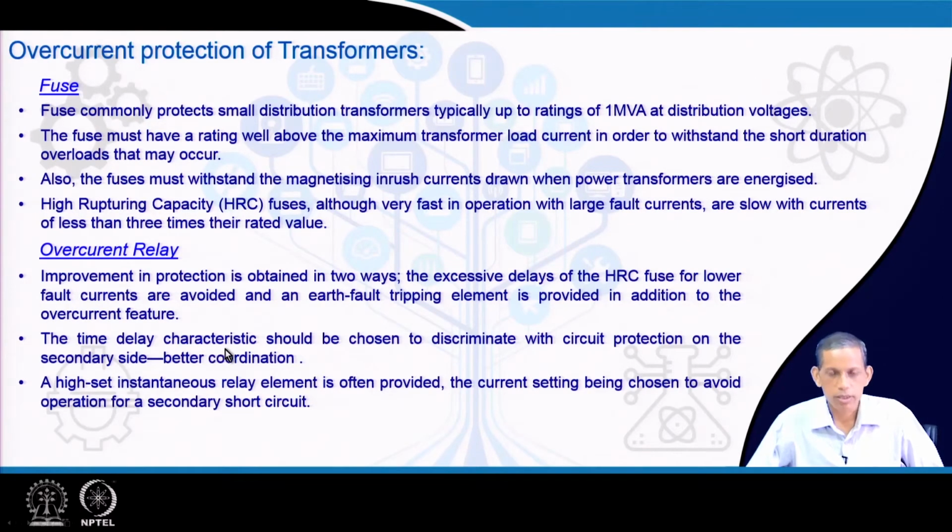The time delay characteristics, IDMT and so on, provide a good platform for better coordination with the subsequent elements which are there at the secondary level of the transformer. That is the advantage of using an overcurrent relay over a fuse. A high side instantaneous relay also provides very fast protection, and that is another advantage of the overcurrent relaying principle.